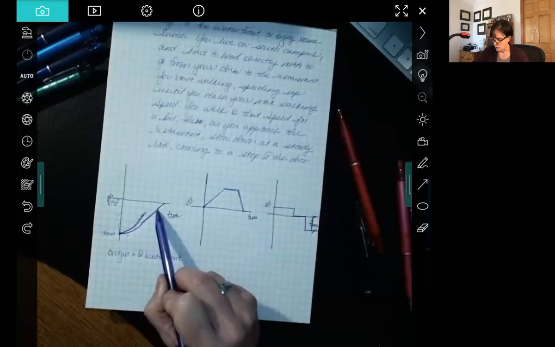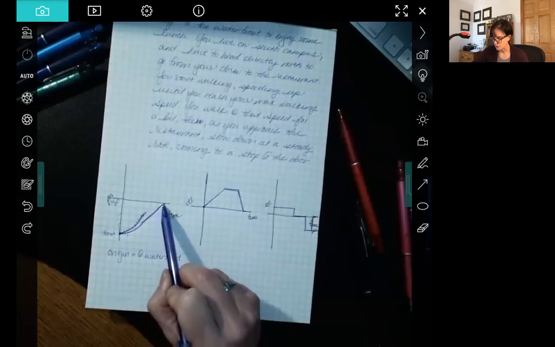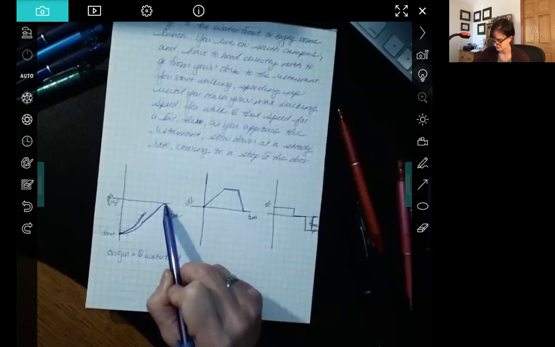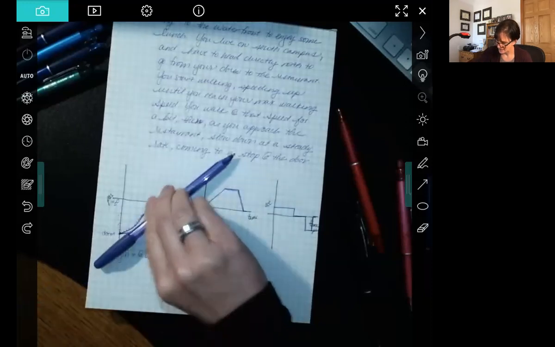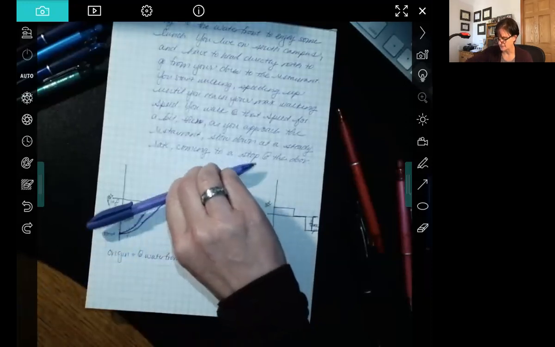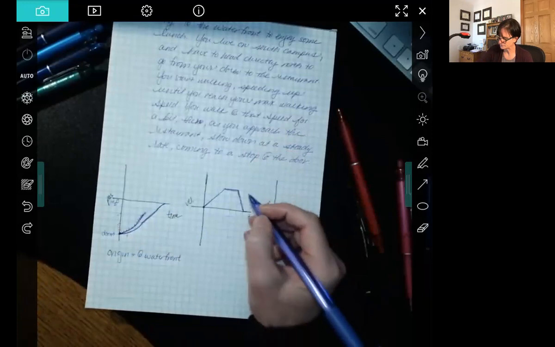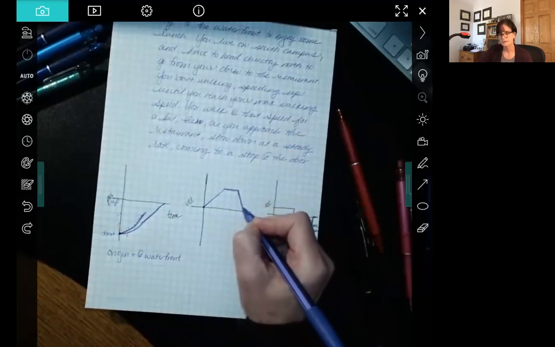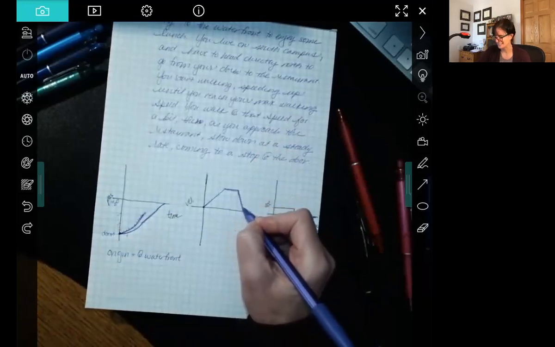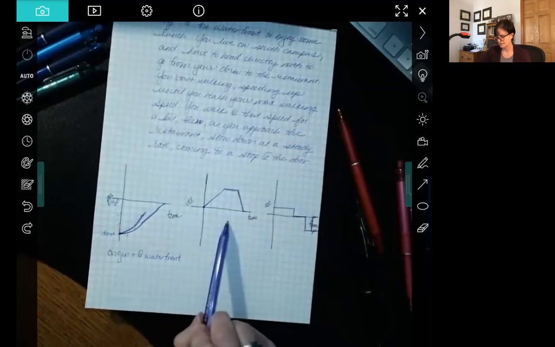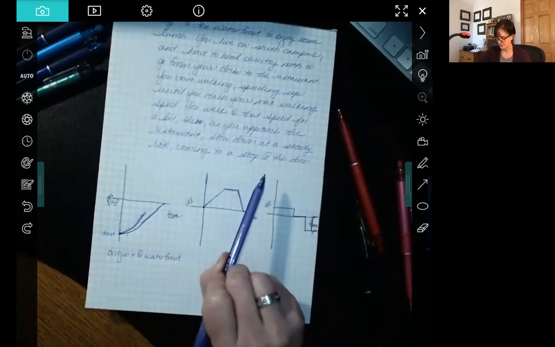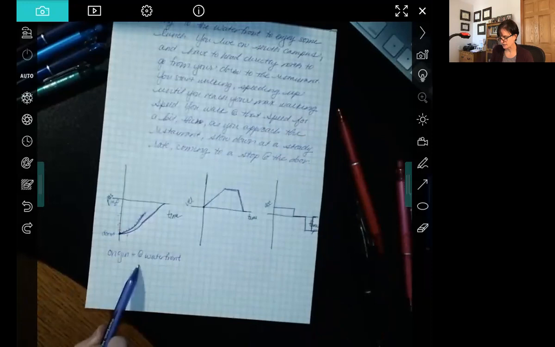Then my slope starts to decrease as I slow down. I'm sorry, it's still positive. It's positive as I start to slow down. And we see that decrease in the velocity graph. So that is position to velocity to acceleration for this story. Now that is what I said if I set the origin at the waterfront.